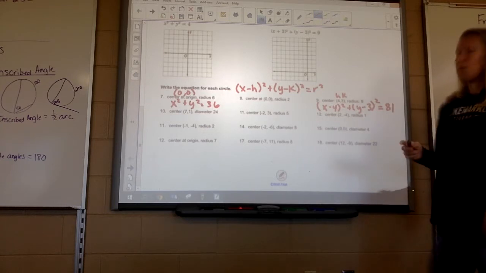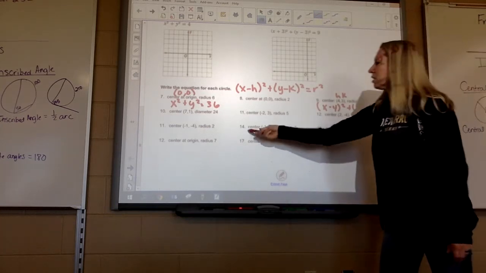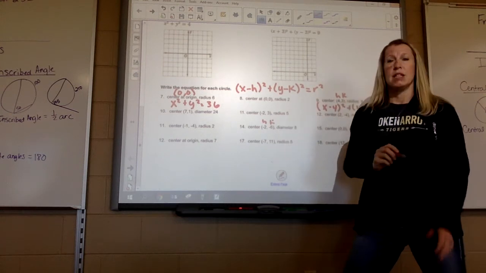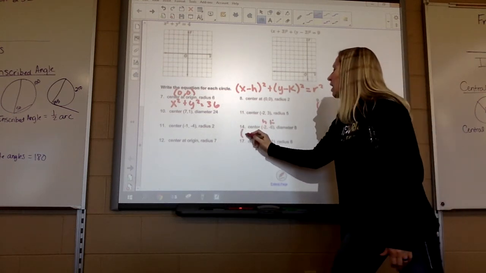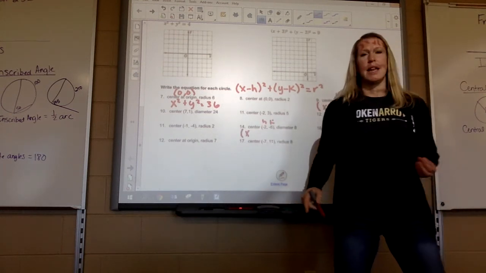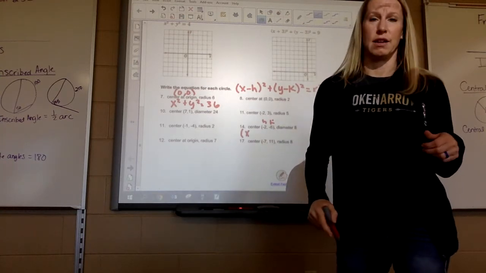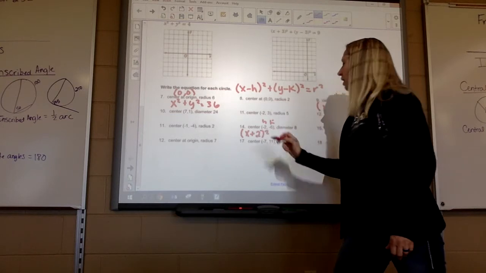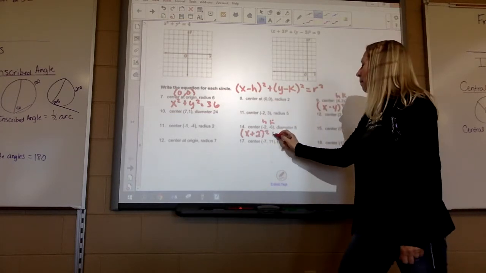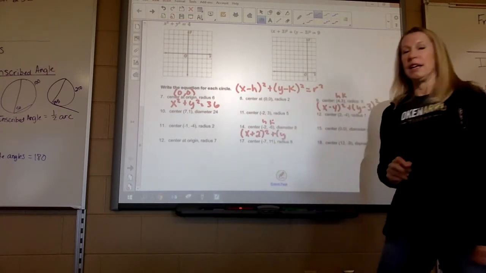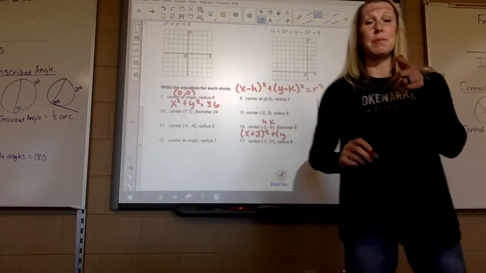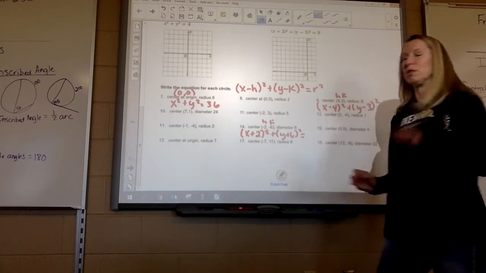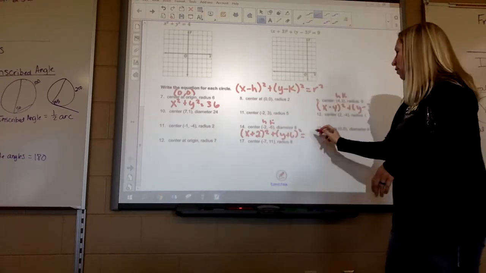Okay, let's look at one with some negatives here. Let's look at 14. So that's our h and k. When I plug it in, x minus a negative 2, what happens when you minus a negative 2? It makes plus, so (x + 2)² + y minus a negative 6 makes plus, so (y + 6)² = 8², which is 64.